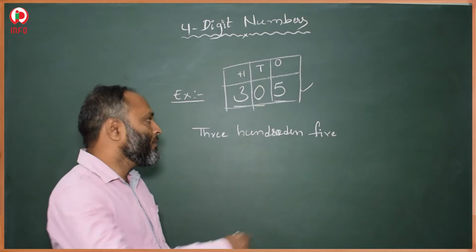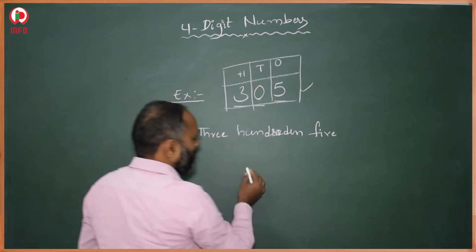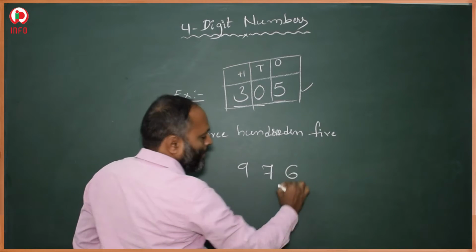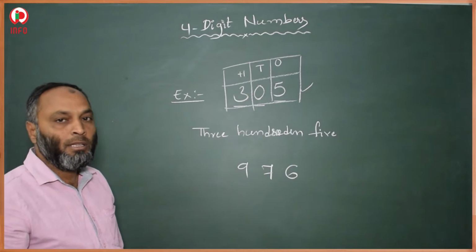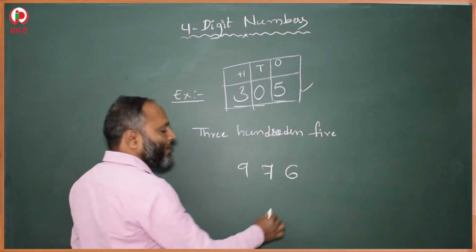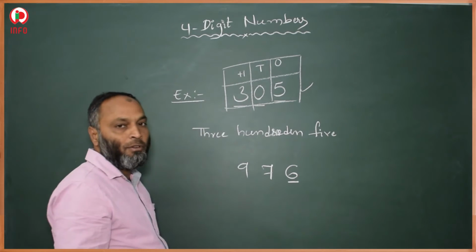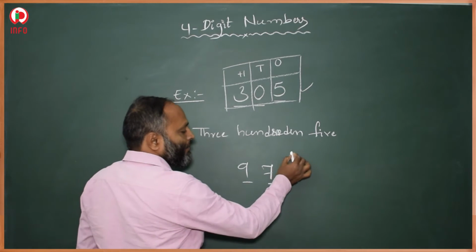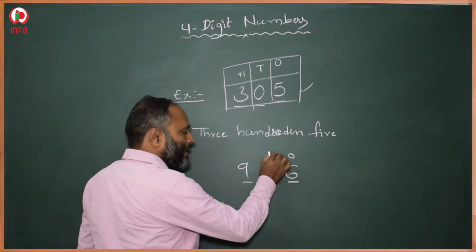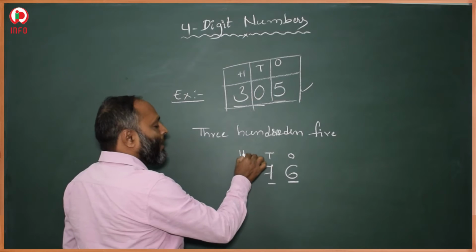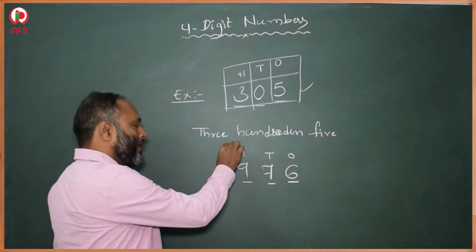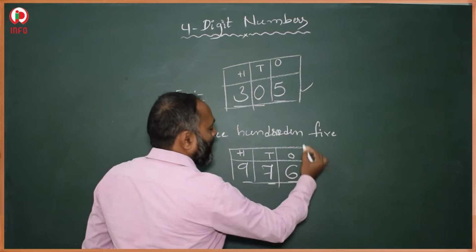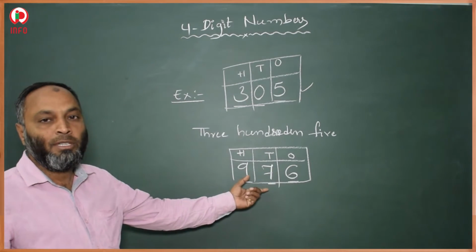So how to write this into words? 305. So for example, one more. This is also our 3-digit number. So then how to read this 3-digit number? First, we have to write the place values: first, second, third. This is the ones place, this is the tens place, this is the hundreds place. Then you have to make a box like this and write these 3-digit numbers into words.